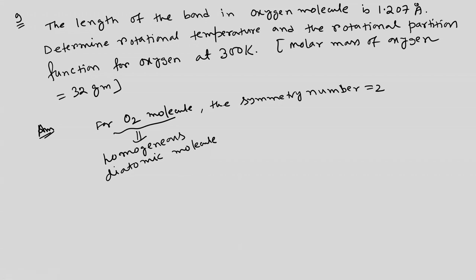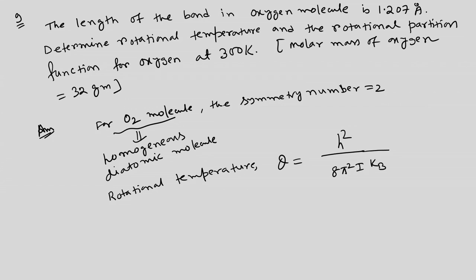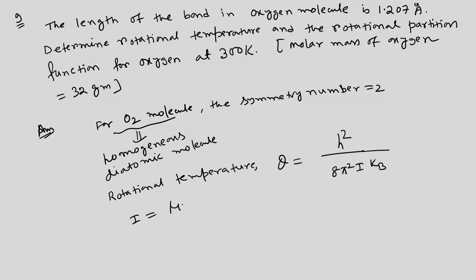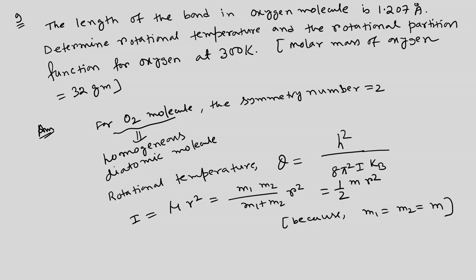Next, we need to calculate the rotational temperature. So, the rotational temperature theta is h to the 2 by 8 pi square I kB. The values of h and kB are known, we need to calculate I, the moment of inertia of the oxygen molecule. So, I is mu r square, so m1 m2 by m1 plus m2 times r square, and here m1 equals m2. So, we can write m r square, and then we have a half term here, because m1 is equal to m2 equals m for the oxygen molecule.